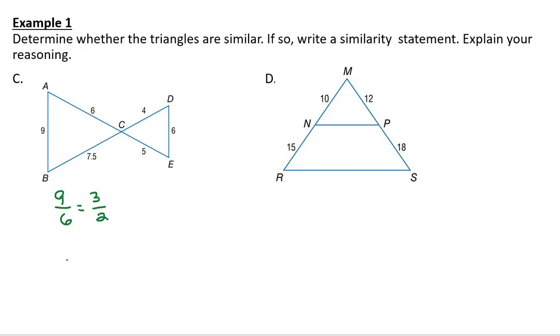I'm going to look at now the smallest side. My smallest side in triangle ABC is 6, and that smallest side is going to correspond to 4. Reduce each of those by 2. And then I'm going to look at my middle side, 7.5 over 5. In my calculator, I'm going to do 7.5 divided by 5. And I'm going to see if I get the same proportion.